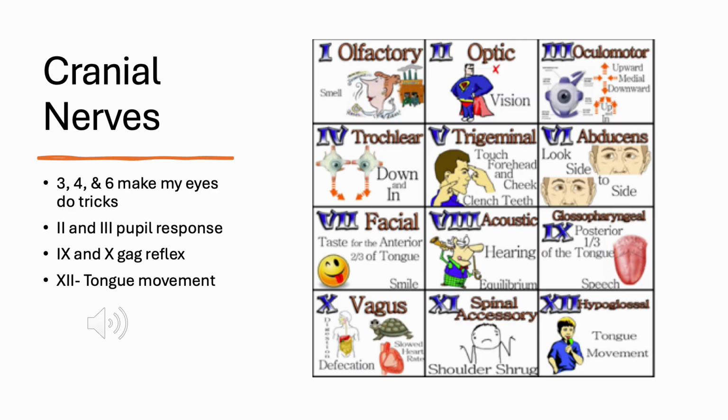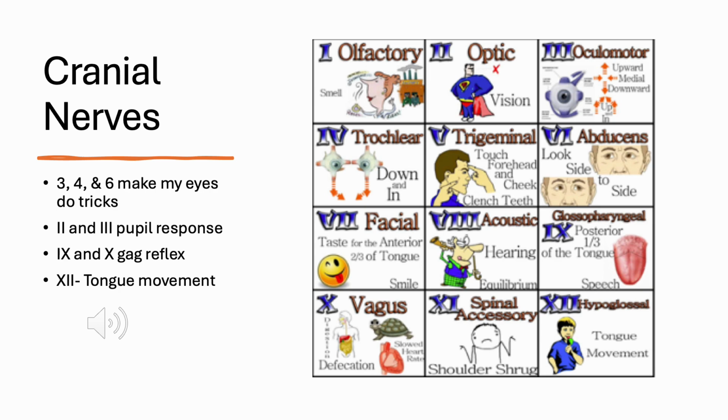Cranial nerve 5 is sensory and motor, so it touches the forehead, cheeks, and the mandible, and it also is in charge of chewing. The facial nerve, cranial nerve 7, is a nerve that makes us smile. So you always want to check if somebody has a symmetrical smile when you're doing a neuro assessment.